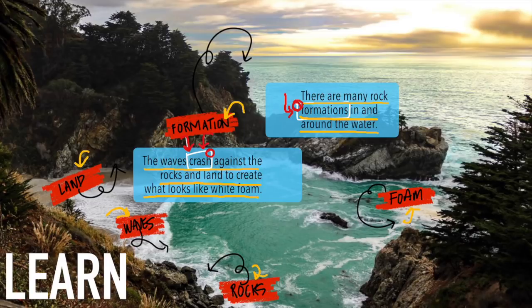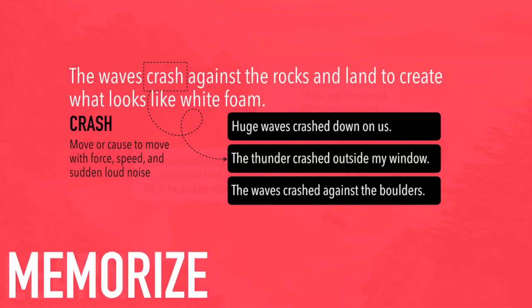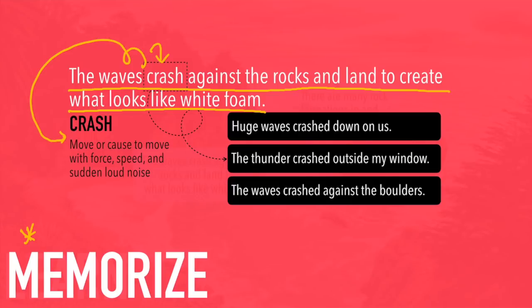Now, if we move on to our next screen, we'll see Memorize, part 2 of our equation. All right. So, the sentence is, the waves crash against the rocks and land to create what looks like white foam. And again, our focus word is crash. The word means to move or cause to move with force, speed, and a sudden loud noise.